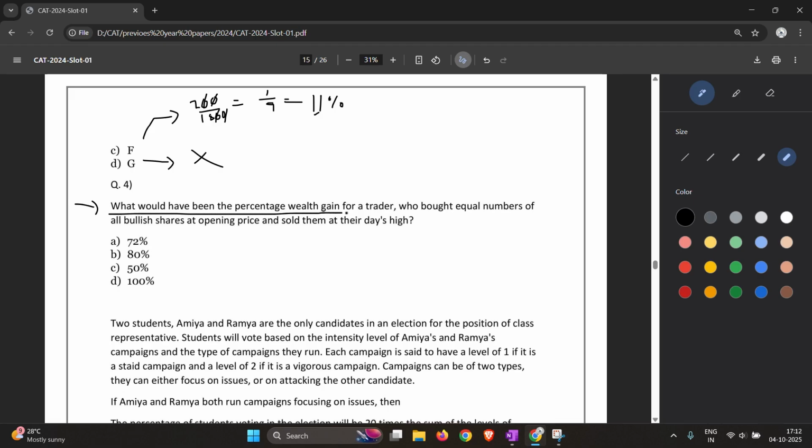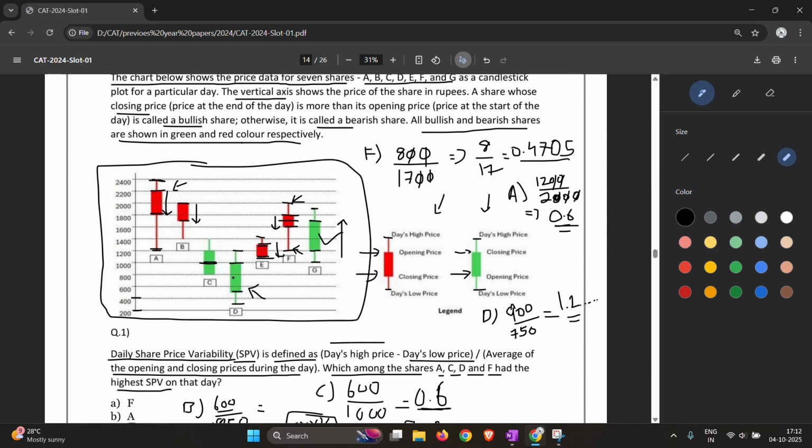It is, what would have been the percentage wealth gain for a trader who bought equal number of all bullish shares at opening price and sold them at their day's high? So what we have to find is the percentage wealth gain for a trader who bought equal number of all the bullish shares. So bullish means all the shares that went up in price, and sold them at the day's high. Since he bought equal number of all the shares, we can just assume that he bought one of each of the bullish shares. So let's just quickly make a table for all the bullish shares.